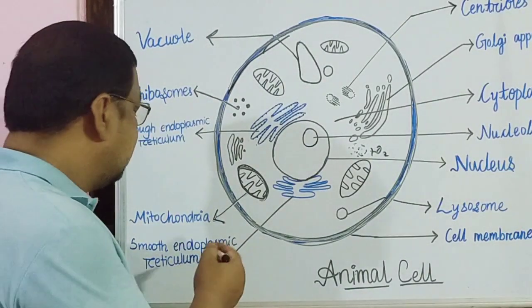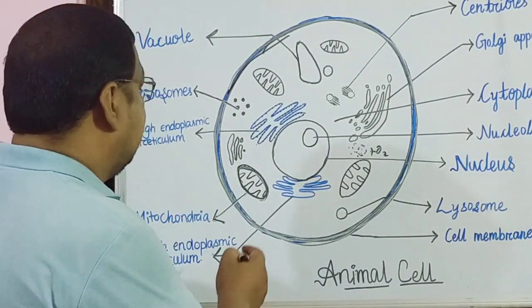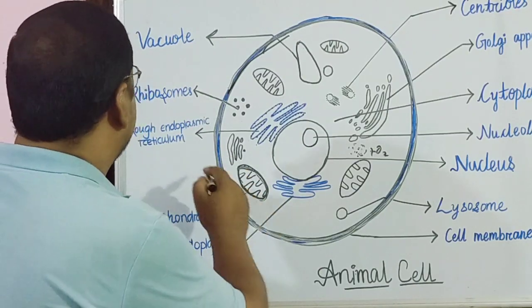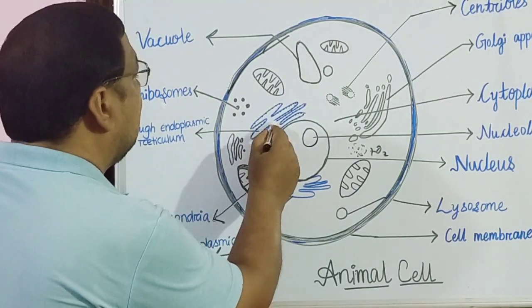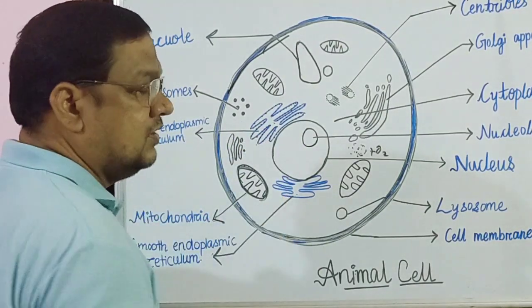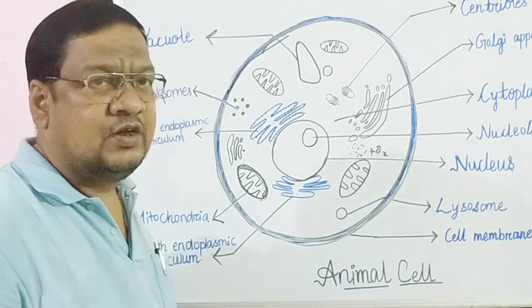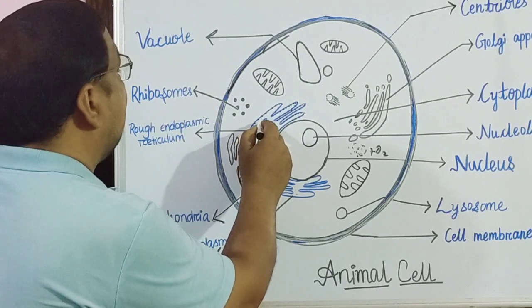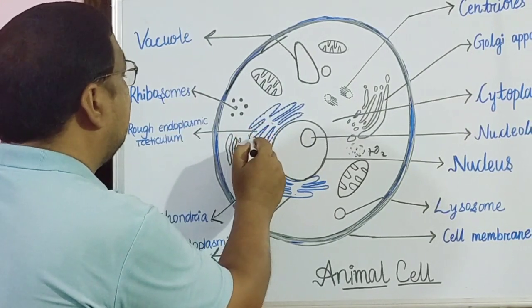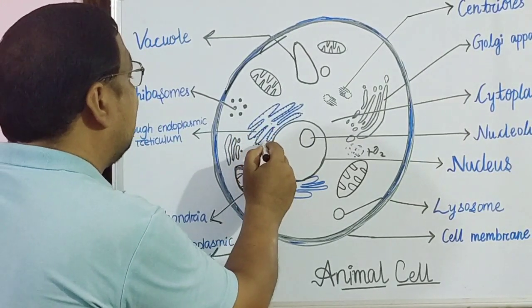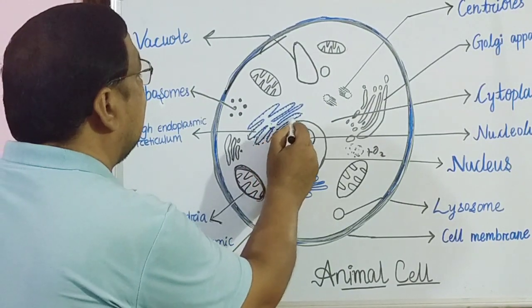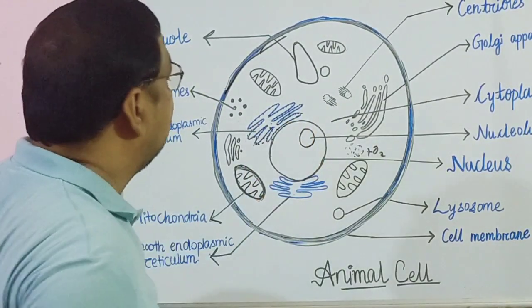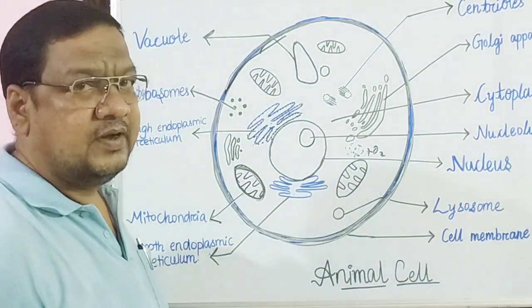And the endoplasmic reticulum. Endoplasmic reticulum is of two types. One is the rough endoplasmic reticulum and the other is smooth endoplasmic reticulum. When ribosomes are attached on endoplasmic reticulum, then we will say it is rough endoplasmic reticulum.